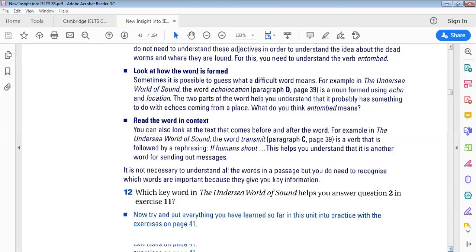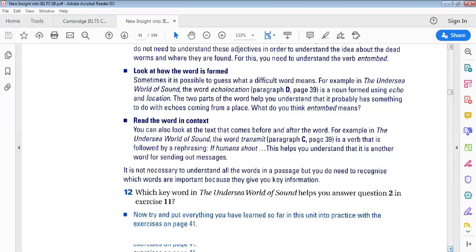It is not necessary to understand all the words. You need to recognize which words are important because they give you key information. So try to put everything you learned so far into practice on page 41.